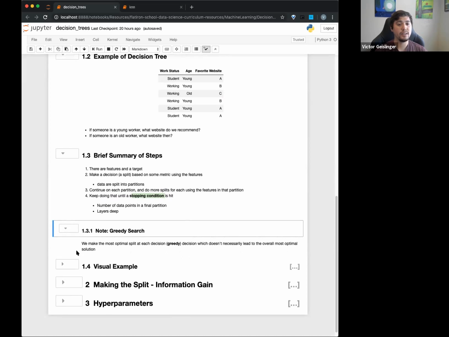And then afterwards you're feeling sick and everything like that. Well, you didn't think of yourself for the future. You just saw yourself in the now. So that's the idea of what makes it greedy. But you'll see this a lot, where it's the most optimal at that specific point. It's not looking for the optimal overall solution.